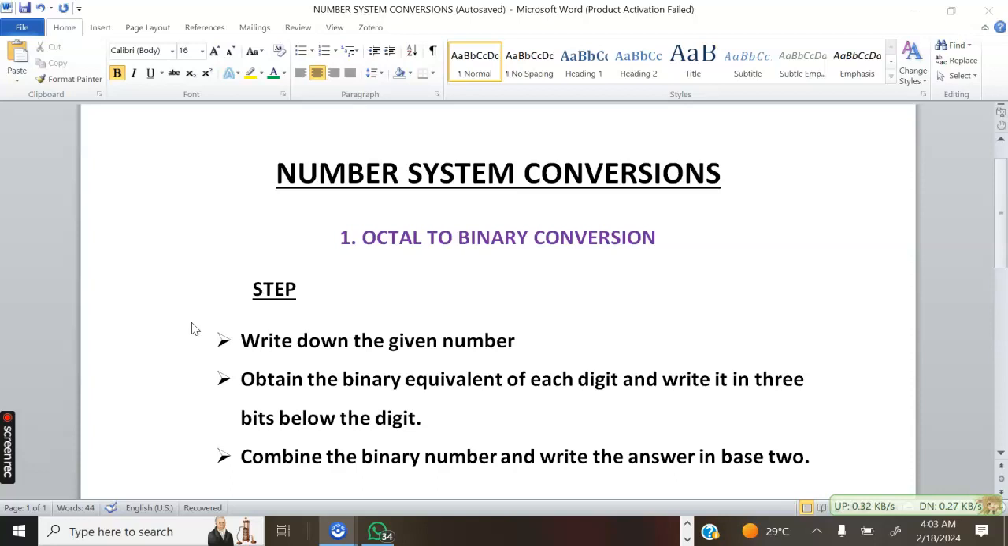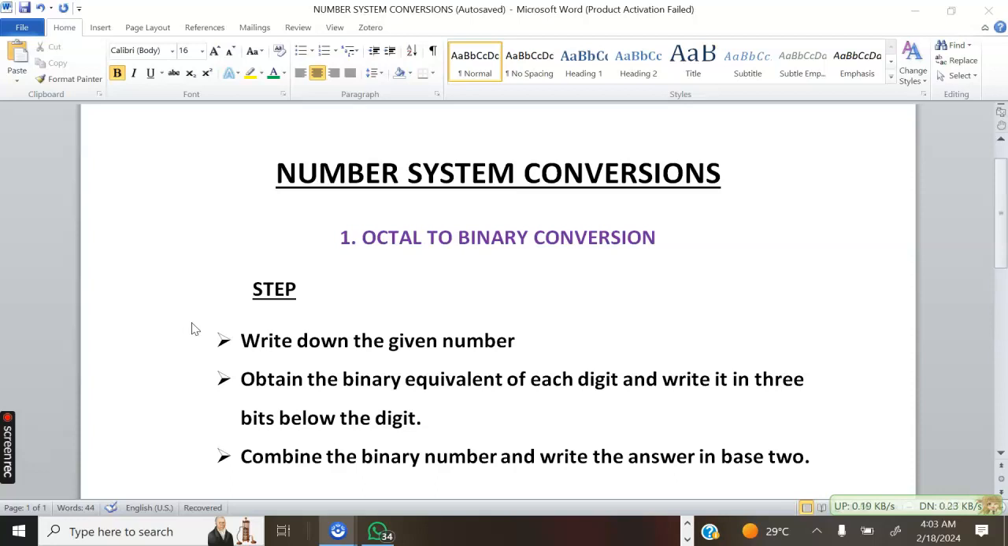In this video, I'm going to take you through the number system conversion, and we are going to start with the octal to binary conversion. If you have watched my previous video, you will find that I have done other conversions. For example, I had already done the octal to decimal, and I had also done the binary to hexadecimal, and also the binary to octal conversion.